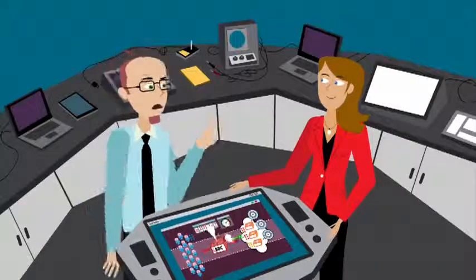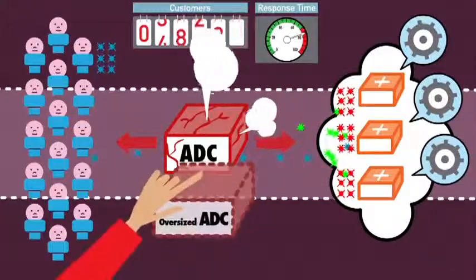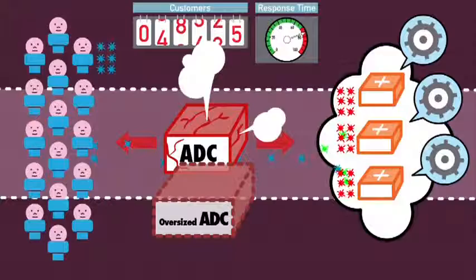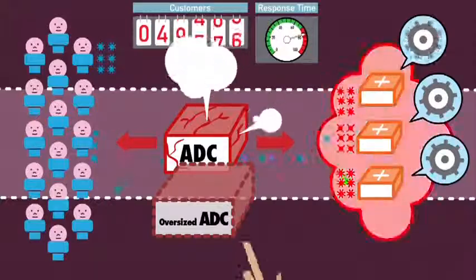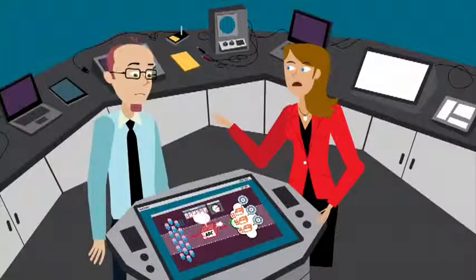Okay, so we need to make sure we have enough space in the data center for the new systems. Our ADC vendor looked at the growth rate and said we have less than 90 days before this problem gets out of hand. But it takes too long to order and install the new appliances. We need to do something now.